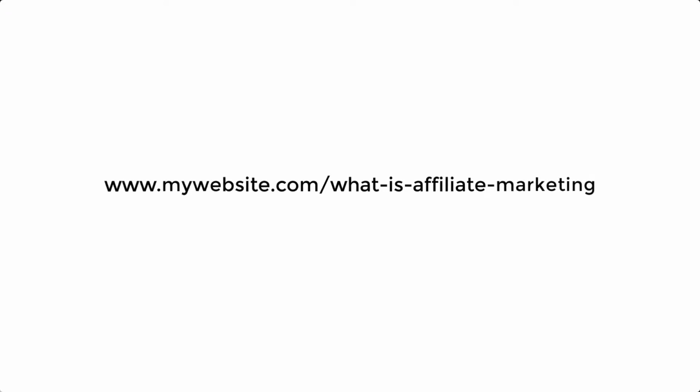So if I have a post that answers the question, what is affiliate marketing? I want to make sure that I have that keyword, what is affiliate marketing, within my URL. So for instance, my URL will look like www.mywebsite.com/what-is-affiliate-marketing. This just tells Google what my post is about. So a good URL should be less than 255 characters and use hyphens to separate the different parts. So for example, our URL should look like this.